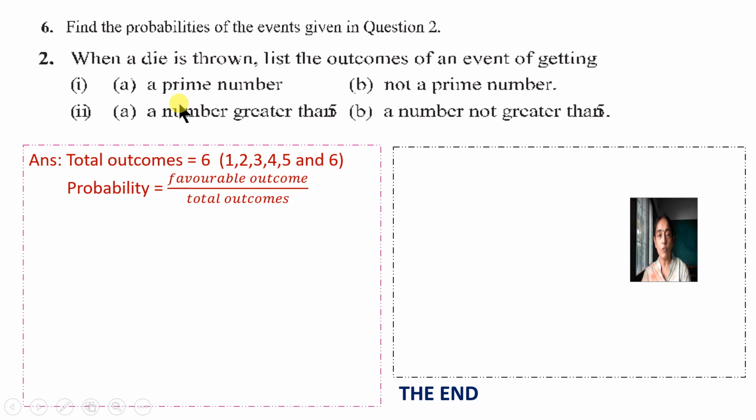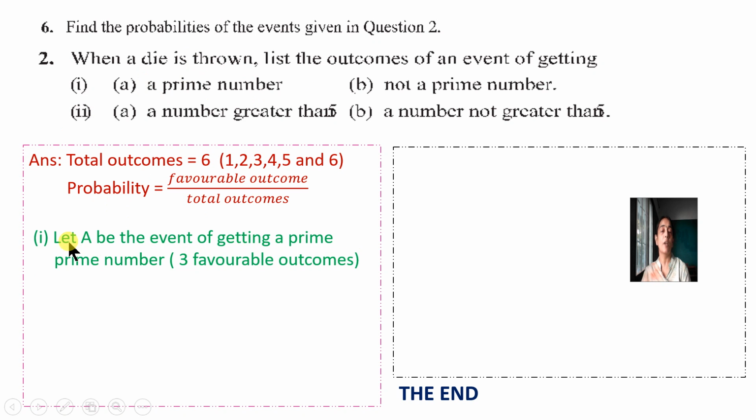Now we have to find the probability of these events. So first we will have to name this event. So let A be the event of getting a prime number. Now how many prime numbers are among these? 2, 3 and 5 are the prime numbers. So total favorable outcomes are 3. So therefore, P of A is equal to 3 upon 6, which is equal to 1 upon 2. 3 ones are and 3 twos are. So this is the answer.